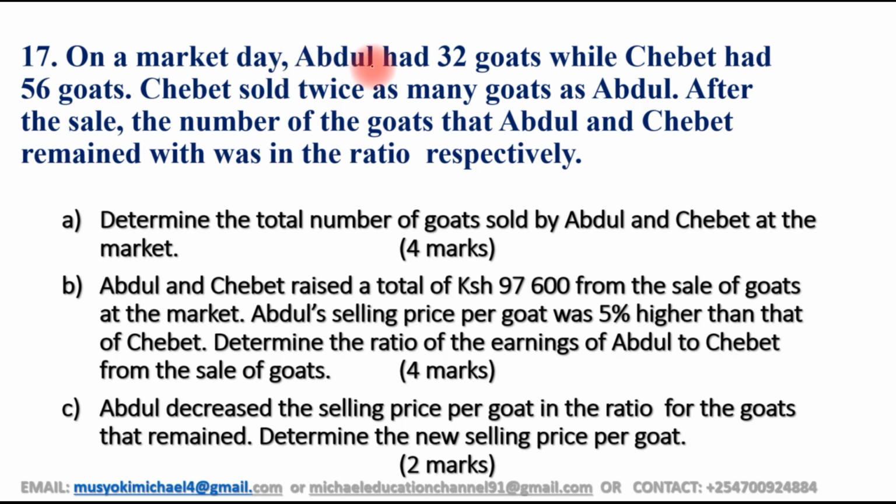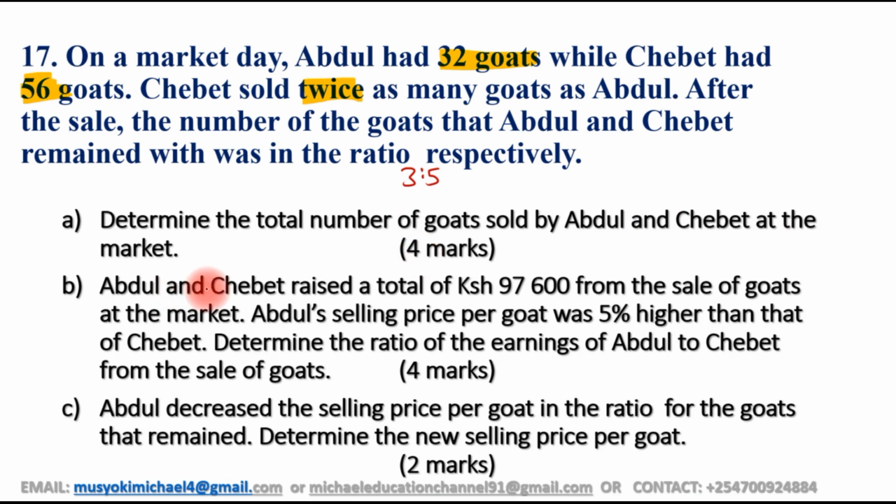On a market day, Abdul had 38 goats, while Chebet had 56 goats. Chebet sold twice as many goats as Abdul. After the sale, the number of goats that Abdul and Chebet remained with was in the ratio 3:5 respectively. Determine the total number of goats sold by Abdul and Chebet at the market.